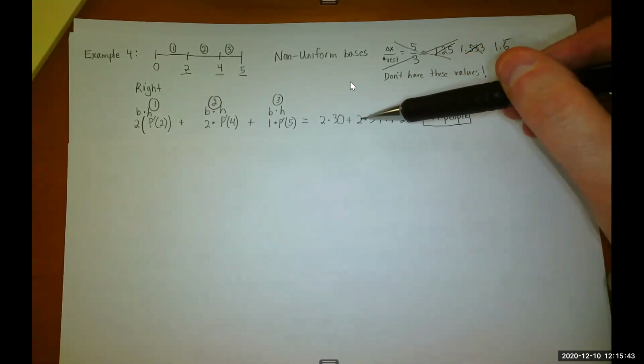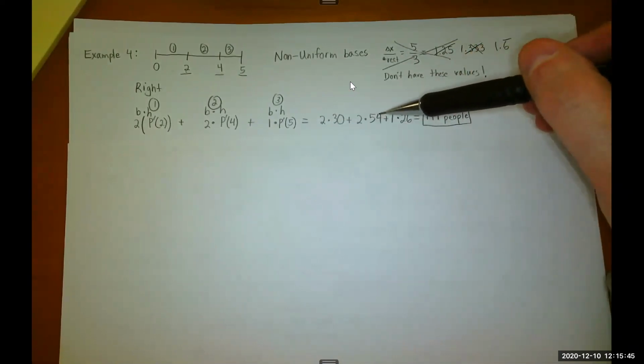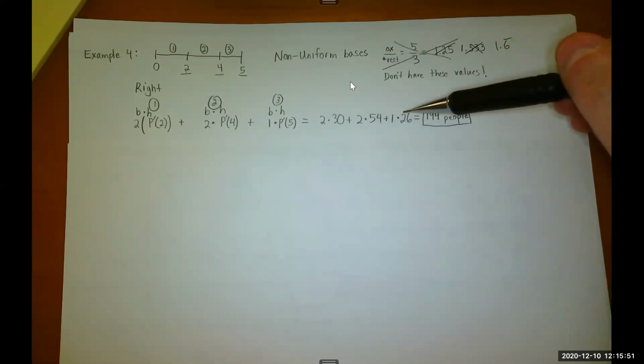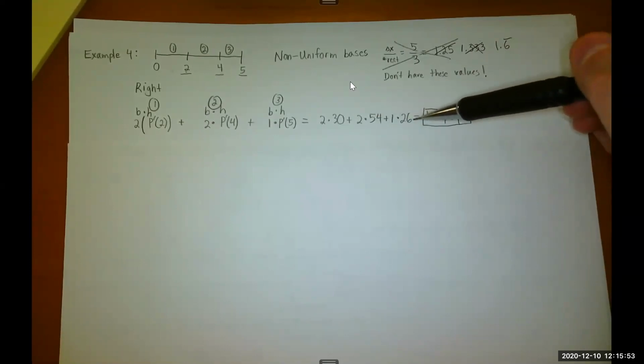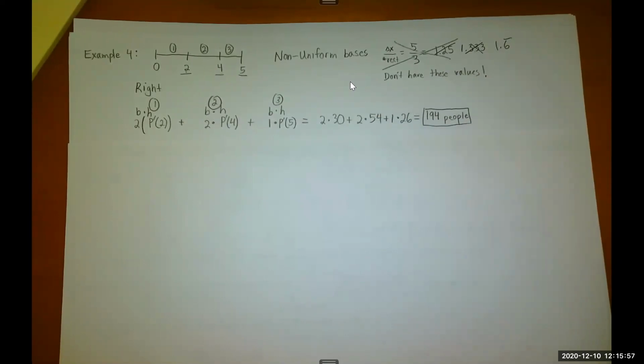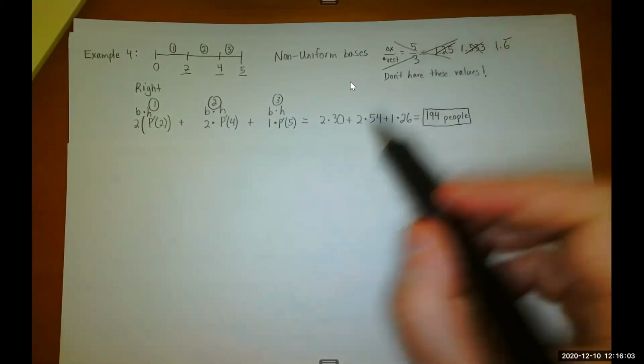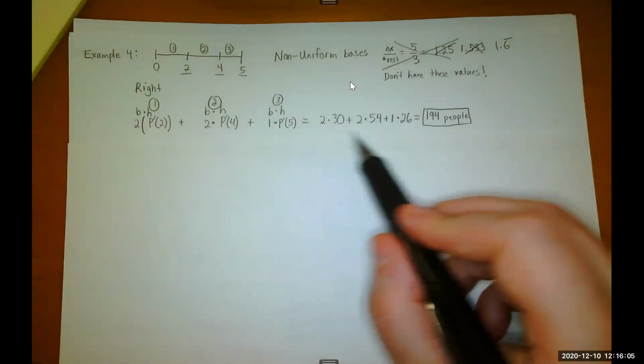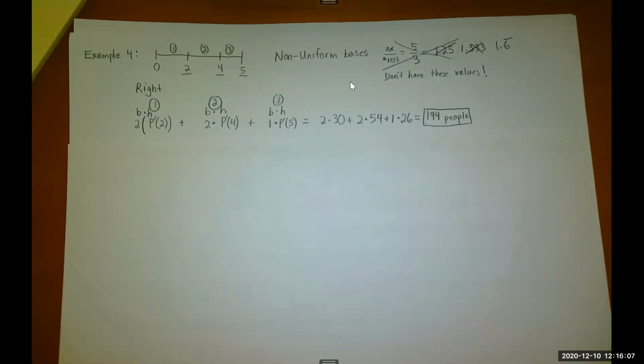Second rectangle, base 2, height 54. The 54 comes from the table, looking at the table value at 4. The last rectangle, base 1, height 26. The 26 comes from looking in the table and determining that when t is 5, p prime is 26. So if I multiply these, add them up, I get 194 people.